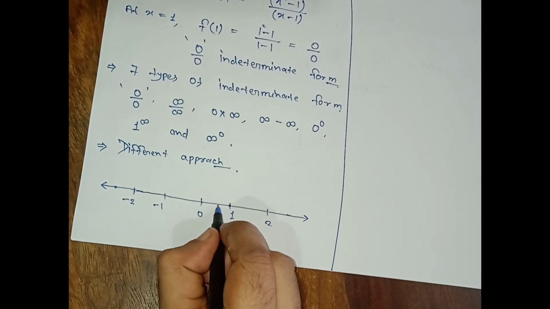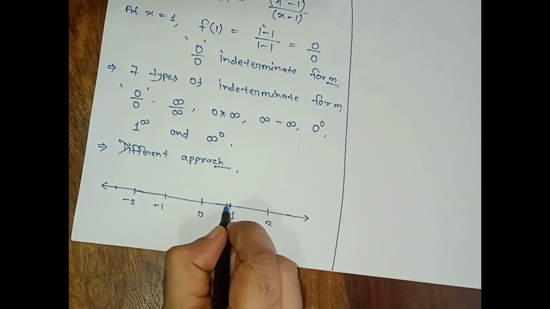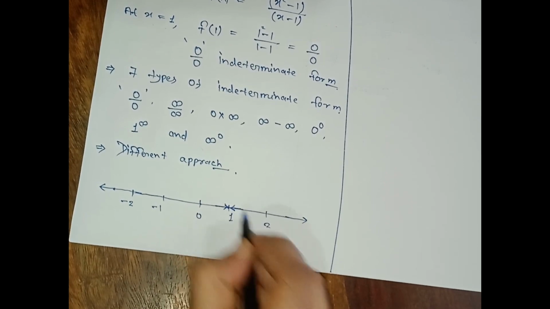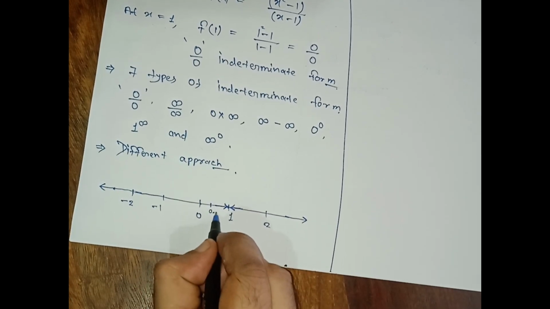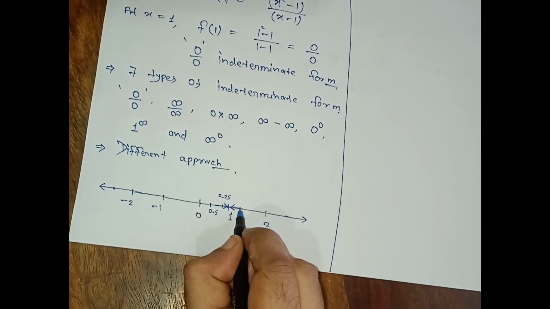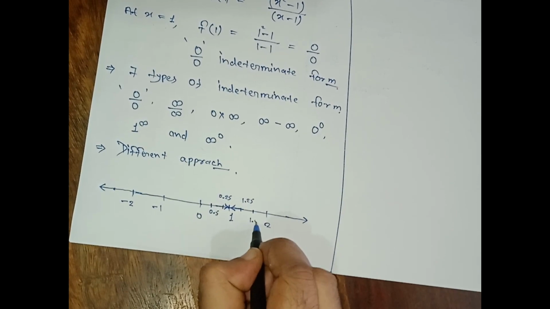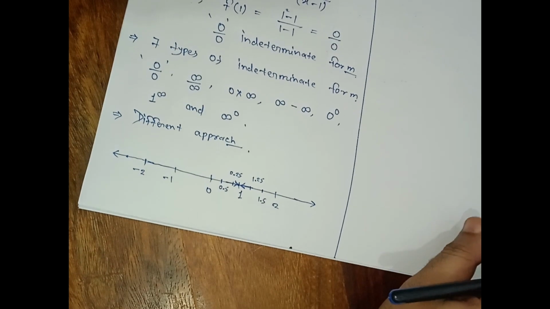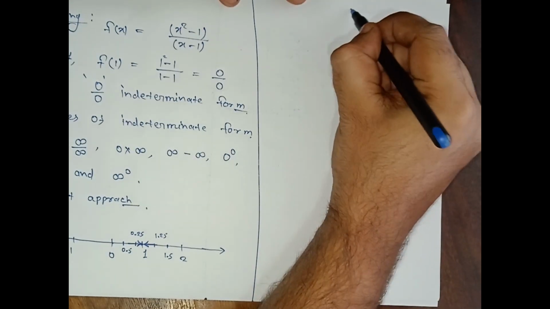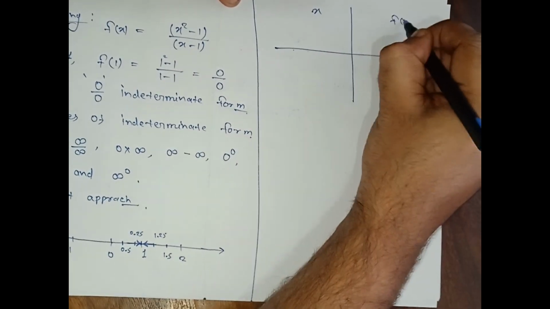We can get close to x equal to 1 from two sides. Okay, we can go from left, closer, and we can go from right, closer and closer. This is 0, 0.5, this is 0.25. Okay, this is 1.25, this is 1.5. Okay, so we are going to make a table for x and f(x).